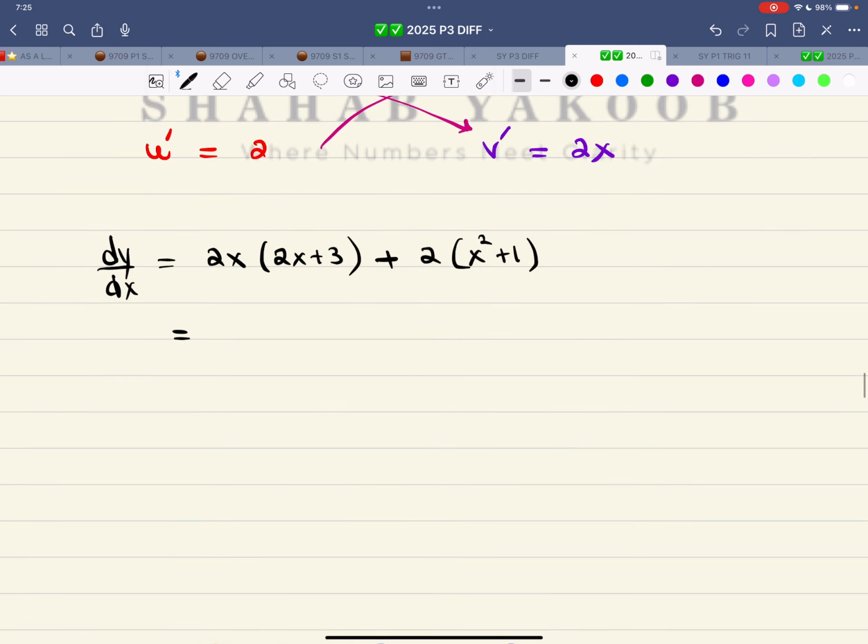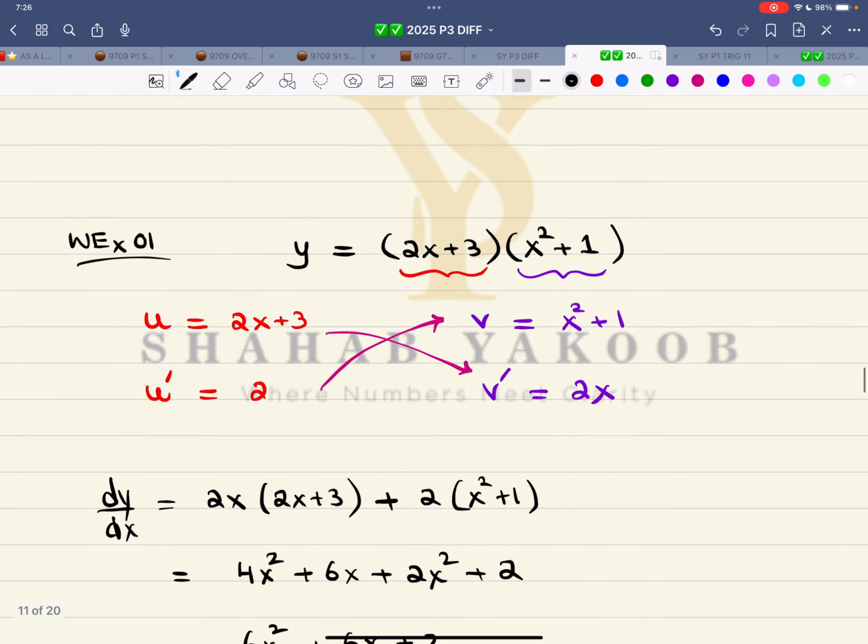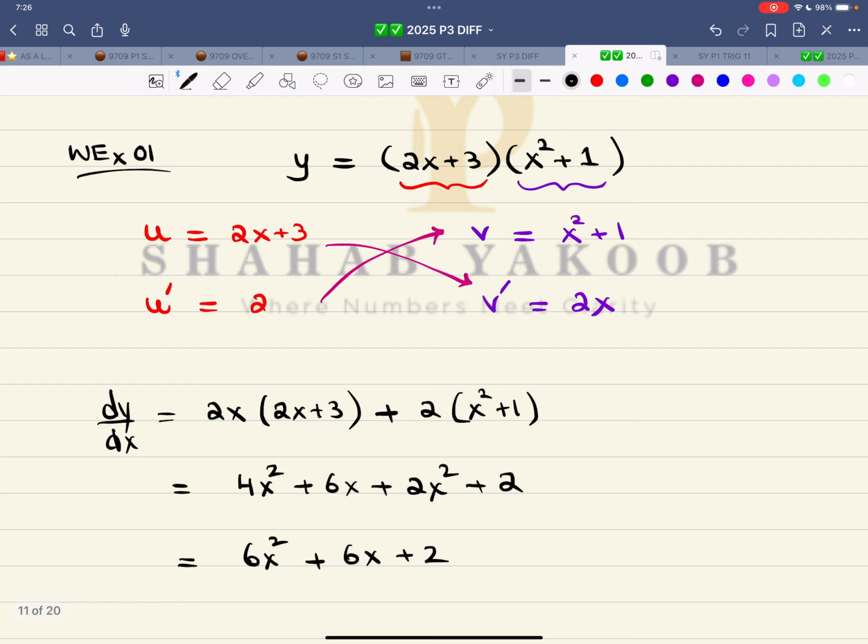Simplify it a bit more. That is 4x square plus 6x plus 2x square plus 2, and 4 plus 2, that is 6x square, and then it's a 6x and then a 2. That is the value, the expression, not the value, the expression for dy by dx. This is worked example 1.